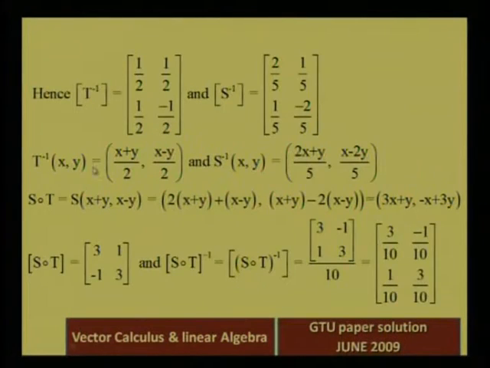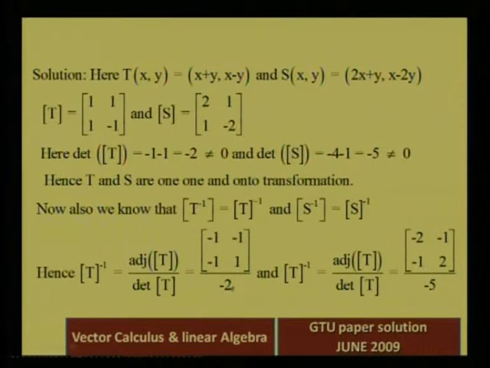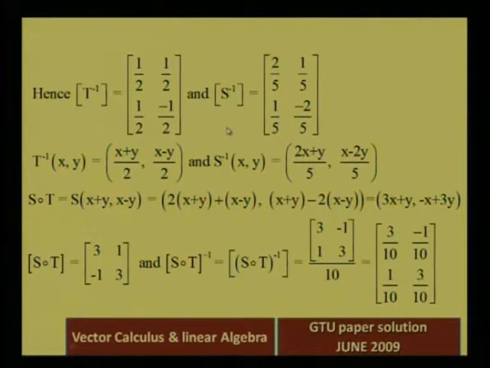Okay, now next is T inverse. The standard matrix of T inverse is 1 by 2, 1 by 2, coming from this, see, minus 1 by minus 2 is 1 by 2, so 1 by 2, 1 by 2. And this is not the standard matrix of T, but the standard matrix of the inverse of S, right? Just a correction here: this is not T, this is S. So the standard matrix of S inverse is 2 by 5, 1 by 5, 1 by 5, minus 2 by 5. And now we have the standard matrices of T inverse and S inverse.